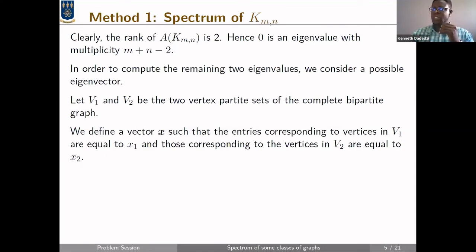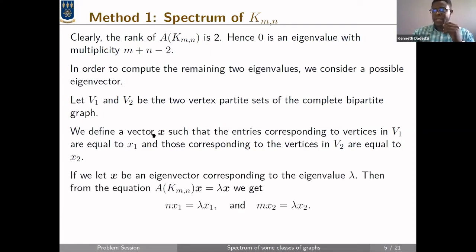And we need to check whether this vector we have here is an eigenvector. For it to be an eigenvector, it must satisfy this equation. From this equation, we can derive these two relations, because we have x1 here, and if you solve this, you arrive at lambda equal to the square root of mn.